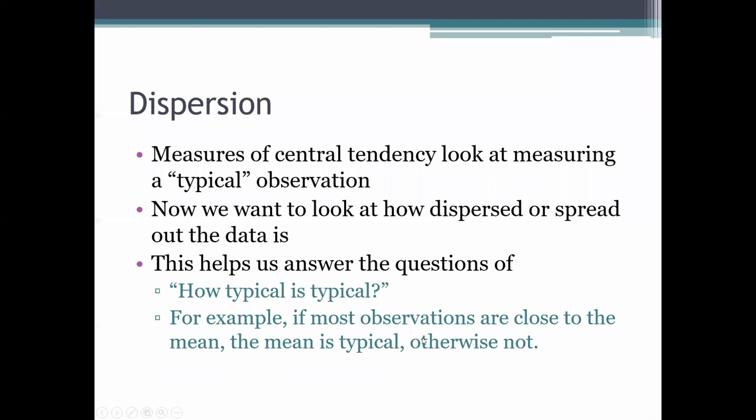All right. So measures of central tendency look at measuring a typical observation. Now we want to look at how dispersed or spread out the data is. And what we want to do is put a numerical measure to the spread of data.